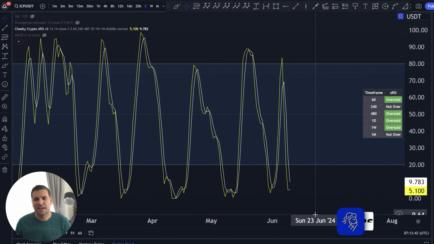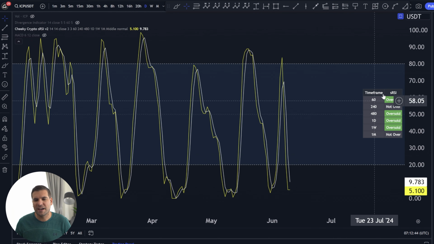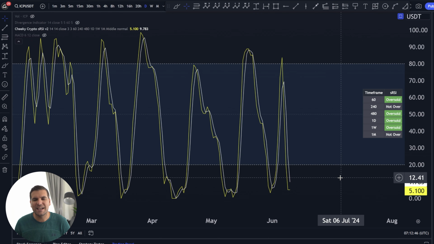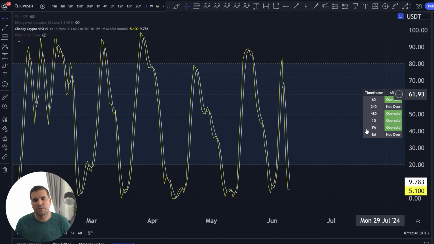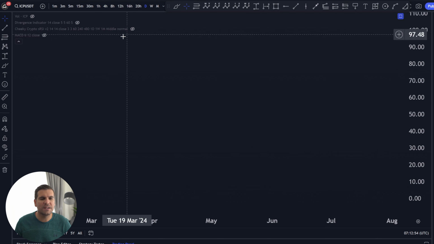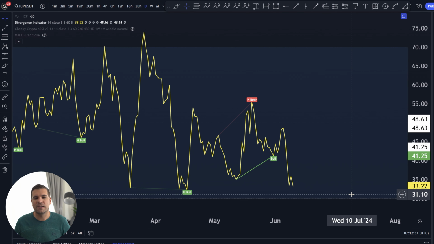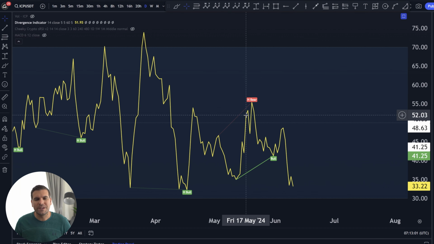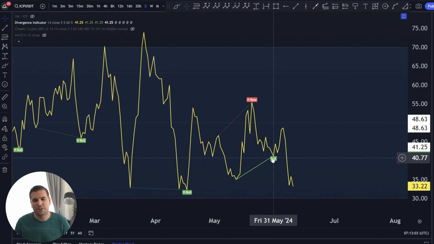Our momentum indicator is back down in the oversold area. As you can see, oversold on the weekly, daily, 8 hour and 1 hour timeframes. However, we can, of course, still see some more volatility on ICP. If we turn off the stochastic RSI and throw on the relative strength index alongside the divergence, we can see hidden bearish divergence and bullish divergence. The last bullish divergence that we saw on the RSI versus price action was on the 31st of May.